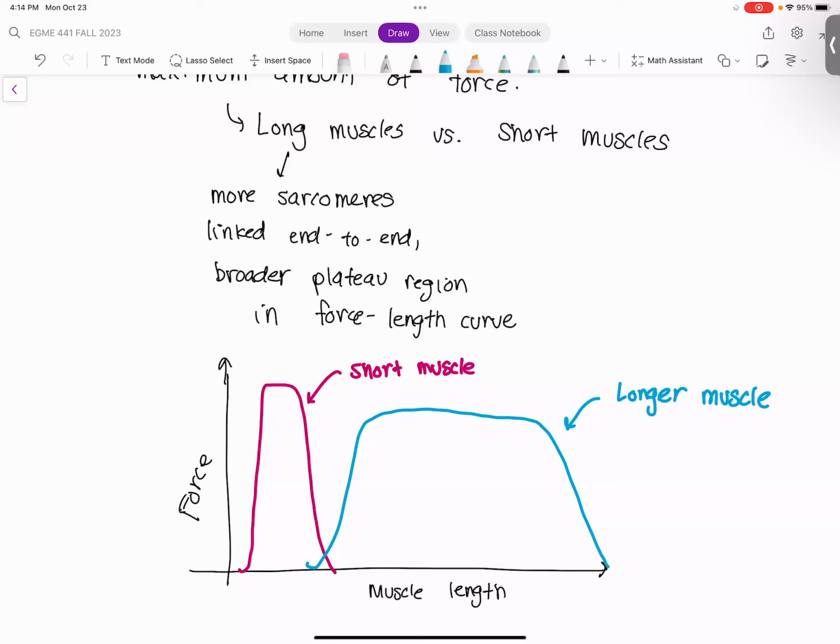And it's also broader because the more sarcomeres you have linked together in series, there's a wider window of total lengths that you can use to still produce the maximum muscle force. So that's essentially what this characteristic defines: how much region of maximum strength you can produce, and that's a direct correlation with the overall length of the muscle.